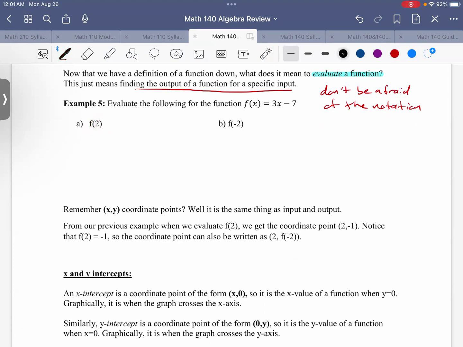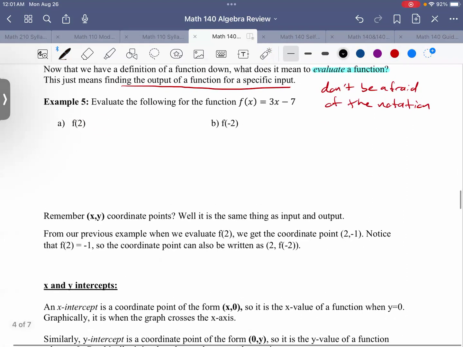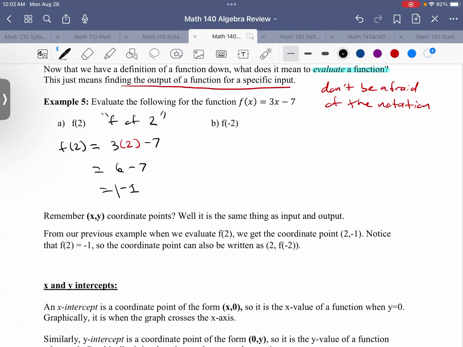Okay, so let's see. If I have f of 2, that just means plugging in an input of two. So f of 2, we write it like this. I'm just going to plug in two wherever there is an x. So this just means 6 minus 7, which is just negative 1. So that's the output I get. So let me write that output. Okay, great.